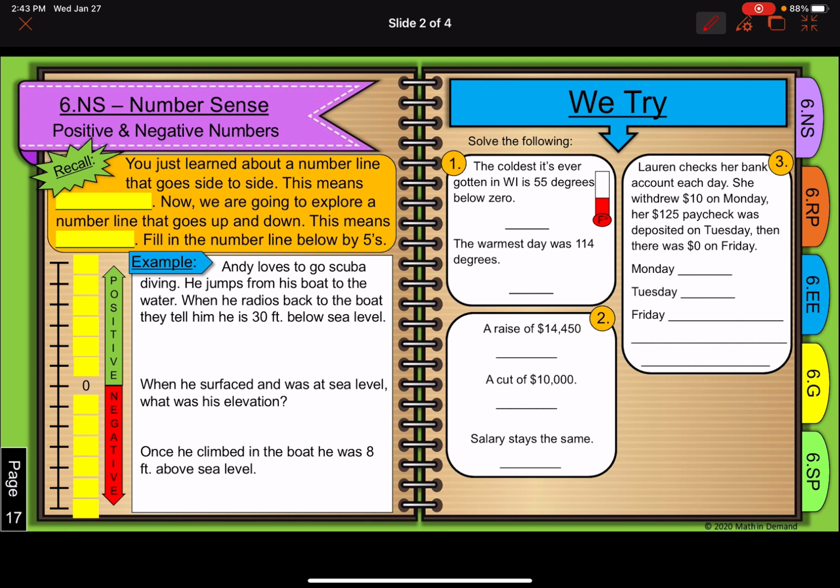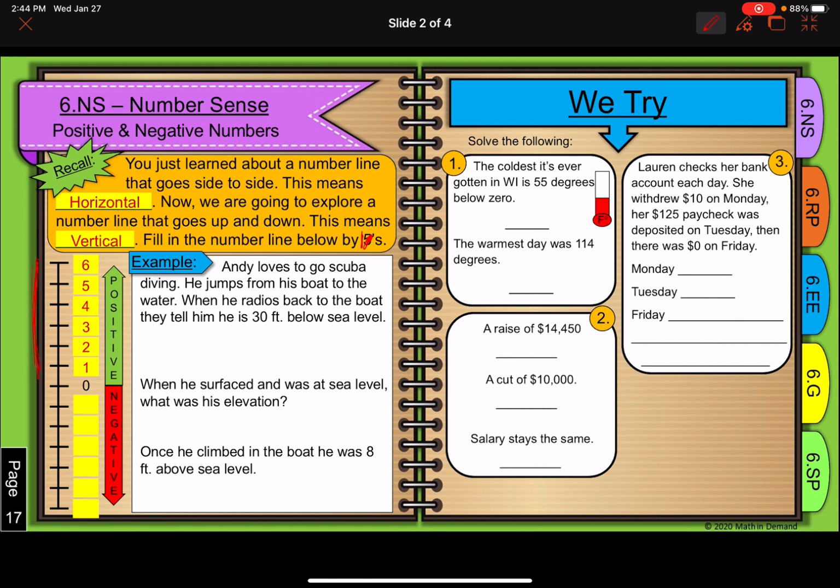All right, first thing we're going to talk about the number line. As a reminder, a number line that goes from side to side, or left to right, is your horizontal number line. We're also going to take a look at those number lines that go up and down. These are called vertical number lines. And we are going to fill our vertical number line in, but we're going to count by ones and not by fives. So now as a reminder, those numbers that go above the 0, so we're talking about these right in here, those numbers are going to be your positive numbers.